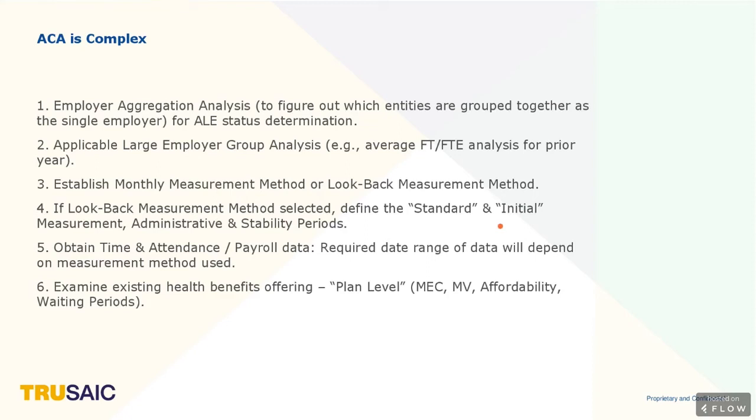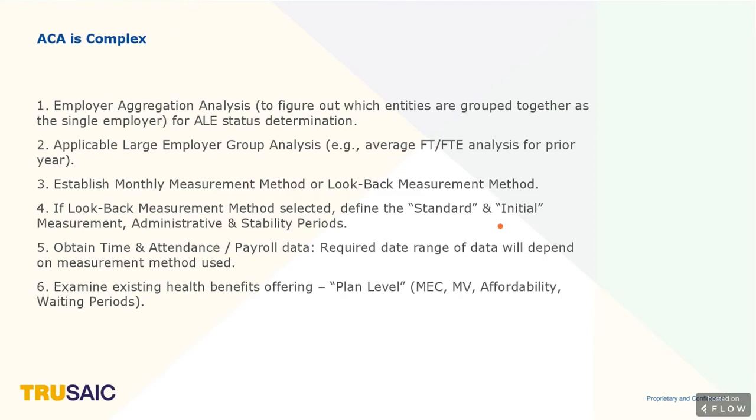You also need to set up your initial measurement methods. So initial measurement methods are going to be for a new employee that you hired that is variable hour, meaning you can't accurately determine if that employee is going to work 30 hours or more. Their hours vary, therefore they're variable hour. So you get to apply a measurement anywhere between 3 and 12 months to measure that employee and see if they actually average 30 hours a week or 130 a month.